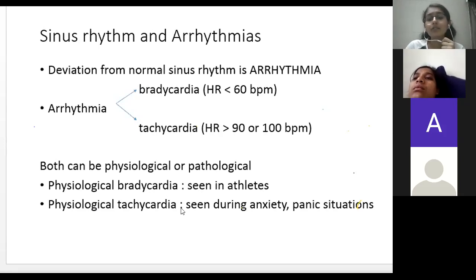Physiological tachycardia is usually seen in anxiety, panic situations, like when you all go for your vivas or exams. What happens to you is physiological tachycardia.